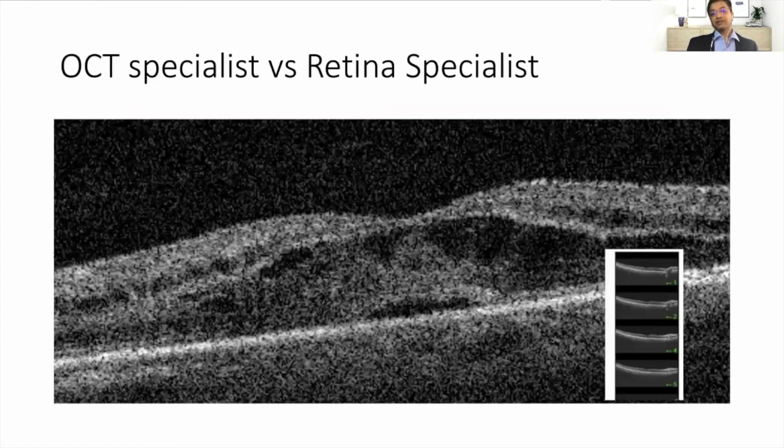What I would like to show in the end is that we should all be retina specialists in terms of good clinicians rather than tend to treat only the OCT. You cannot treat, as a doctor, a CT scan or an ultrasound. You have to have sound clinical experience to make decisions because sometimes OCT can be misleading.